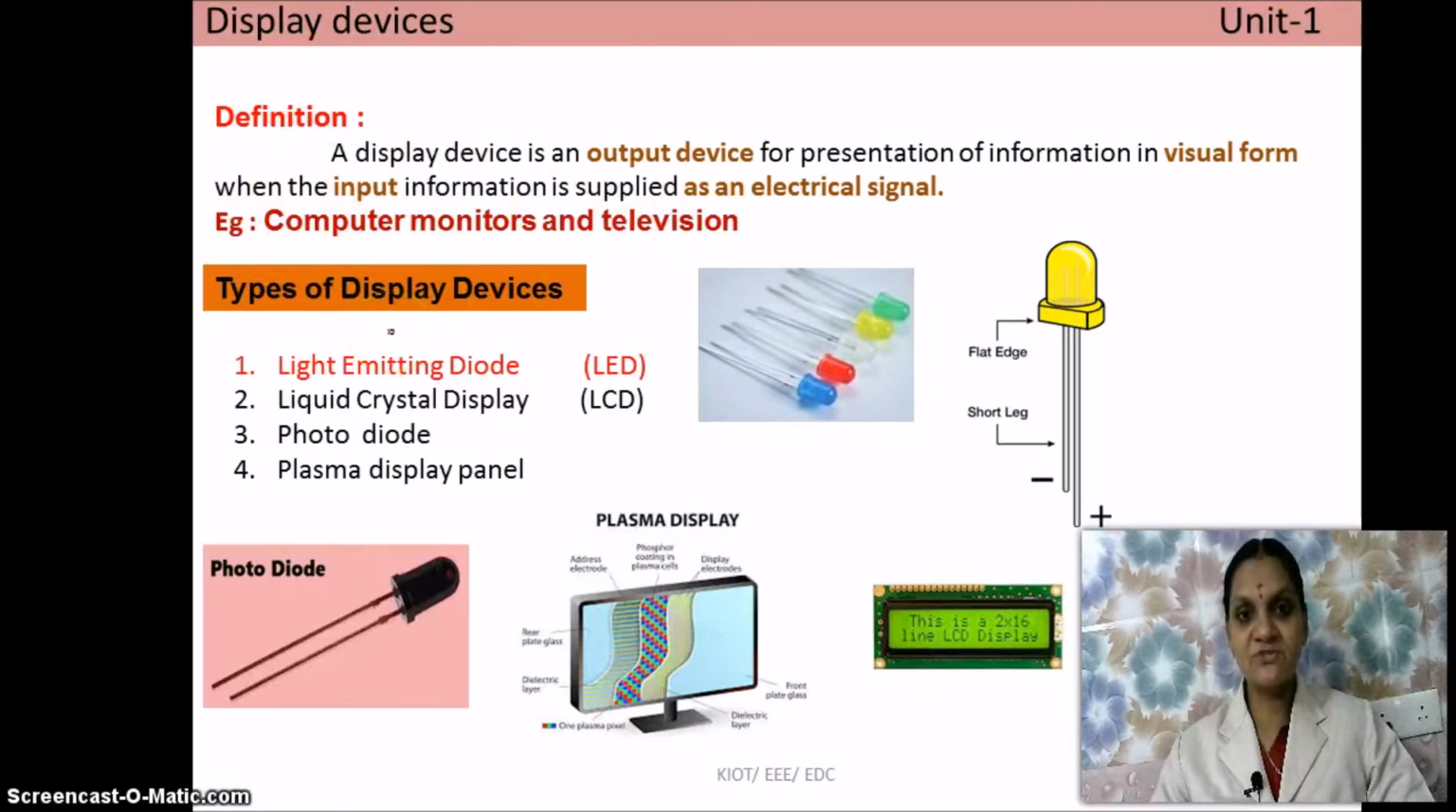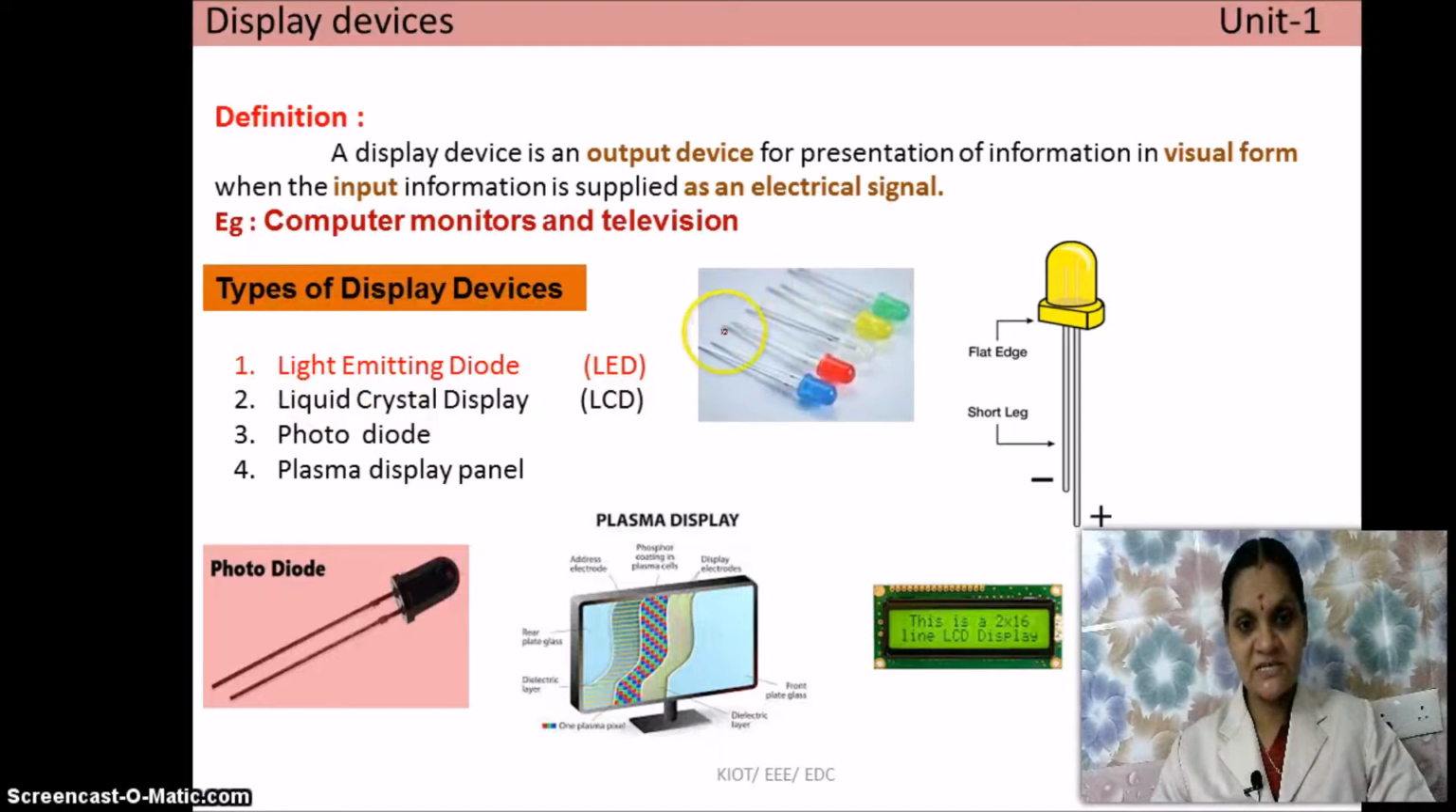Different types of display devices means, for displaying some information, what type of devices we can use. First and foremost, a light emitting diode, shortly called LED; second, the liquid crystal display, called LCD; third, the photodiode; and fourth, the latest advancement, the plasma display panel. In this video we are going to discuss in detail the light emitting diode.